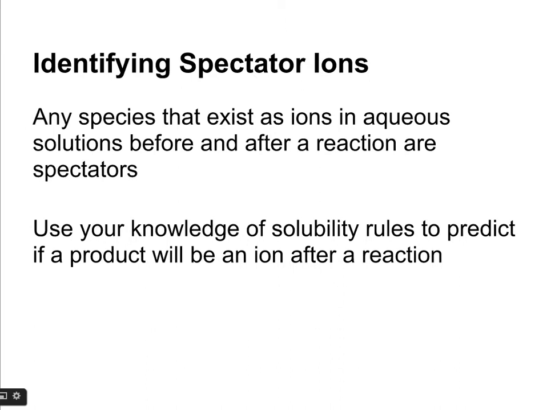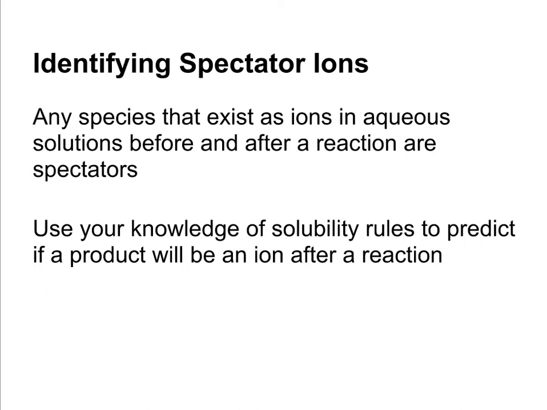we identify spectator ions by looking at things that are in aqueous solution before and after the reaction. To figure that out, you're going to have the solubility rules memorized. If something is an ion on the reactant side and it forms a solid precipitate on the product side, that means it's actually done something in the reaction. It combined with something else to produce that solid. If it's an ion on the reactant side and stays dissolved as an ion on the product side, it's a spectator and we can get rid of it.